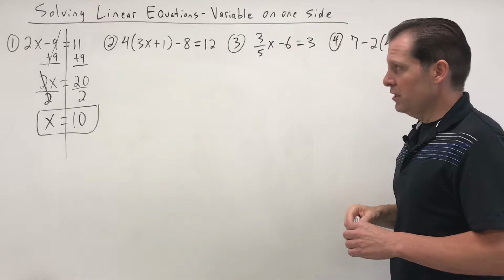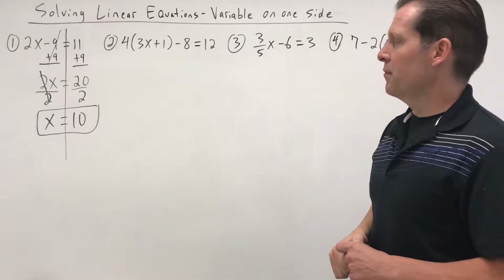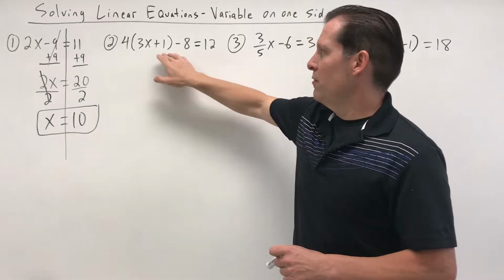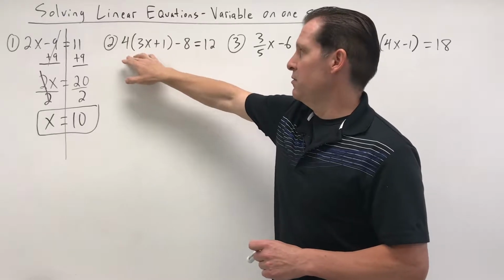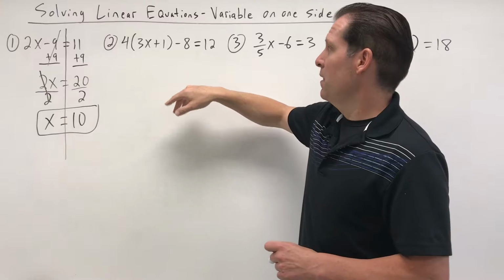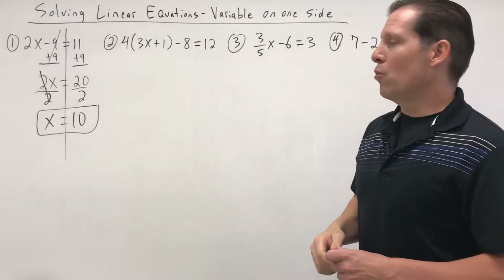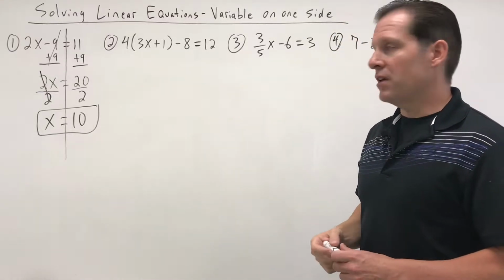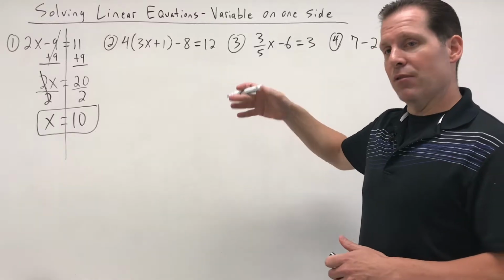Looking at number 2, again, we have a little bit more going on here. We have this term in front with the parentheses, so typically we do the distributive property. We may be able to avoid that depending on the problem. And then we have the minus 8. I want to get rid of the minus 8 first, and in order to do that, I'm going to add 8 to both sides.